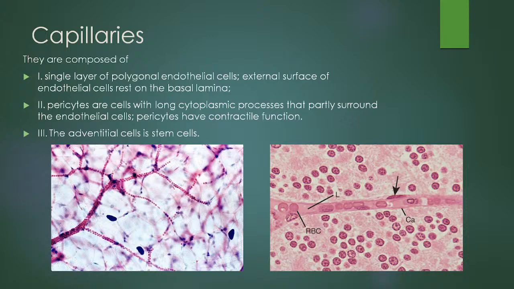Second layer, medial layer. Pericytes are cells with long cytoplasmic processes that partly surround the endothelial cells. Pericytes have contractile function.